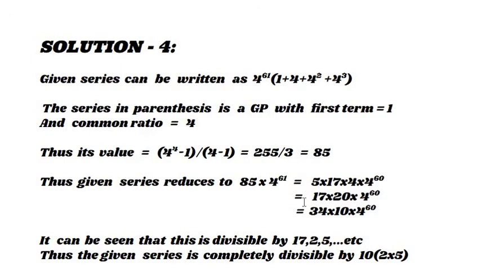But please look at the concept. Here we used the concept of geometric progression. Its summation formula we used here, and then we broke it down into simpler numbers so that we can verify from the given options which should be the answer, and the answer here is 10. 2 into 5, 10. And in this you should also see that the other numbers which divide the given expression are 2, 5, 17 and other multiples of these numbers.